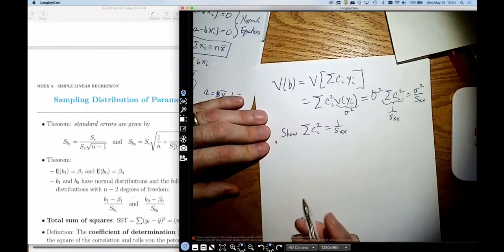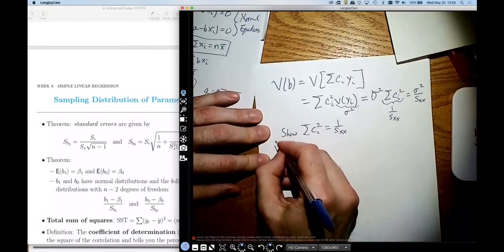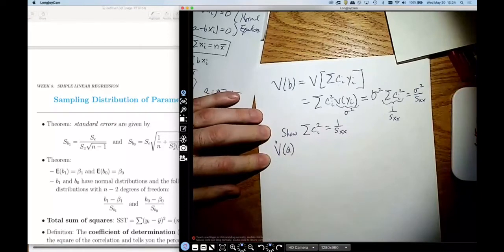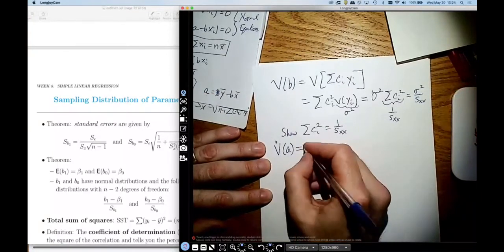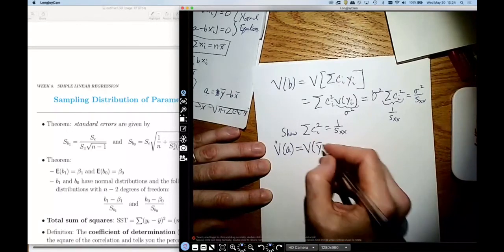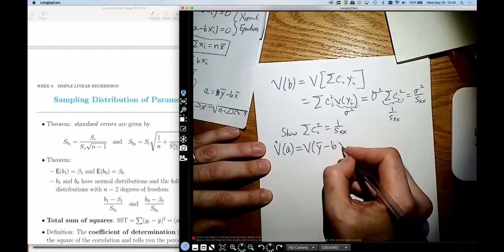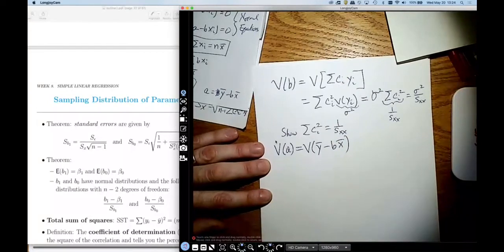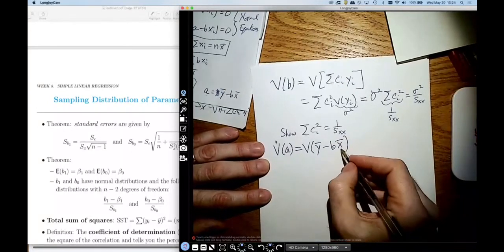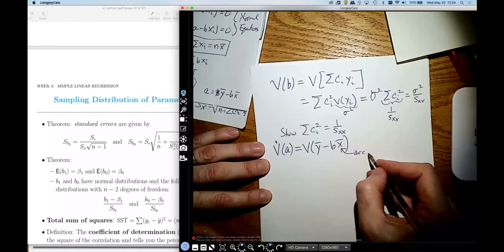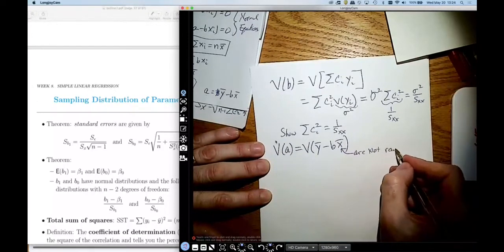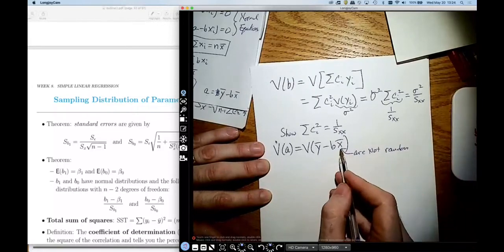All right, the last result is to find the variance of my A term. So what is the variance of A, my intercept? This is going to be the variance of y bar minus b times x bar. Now, the first thing to note is that I've assumed these x's are known and they're not random quantities. So the x's are not random, which means that x bar is a constant.